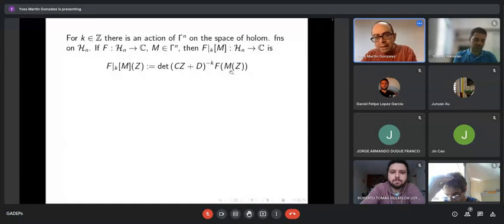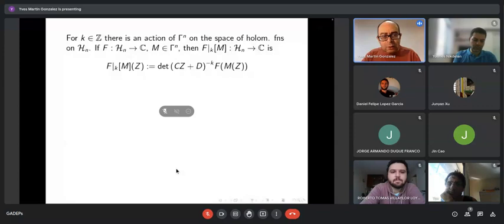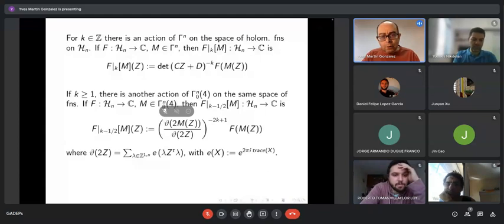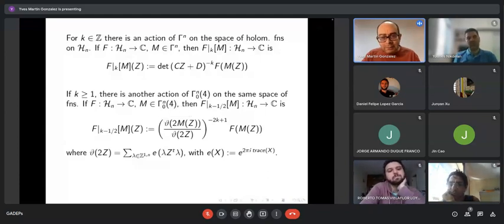Okay? This is an action of the group on functions defined on the space Hn. And there is a second action that I need to know. And that has to do with the action of a subgroup of M, because now it's indexed not by integers but half integers. So if k is greater or equal than 1, there is an action of the group gamma 0, 4 on the same space of functions. And what it does is the following.